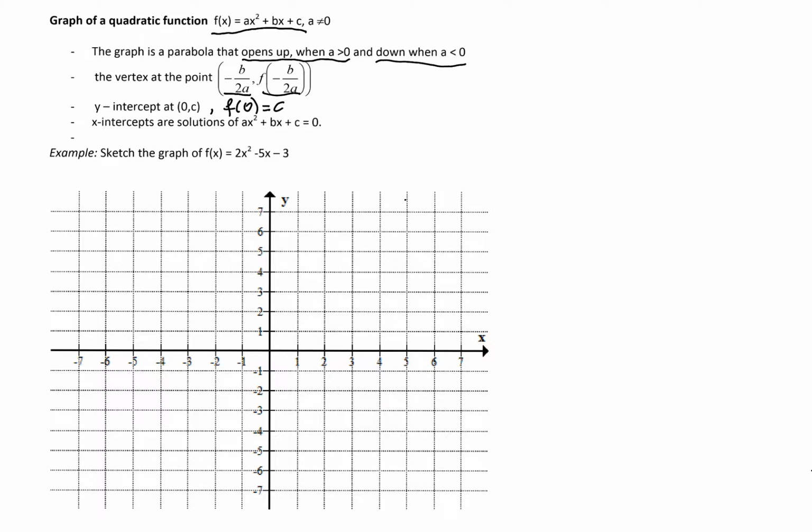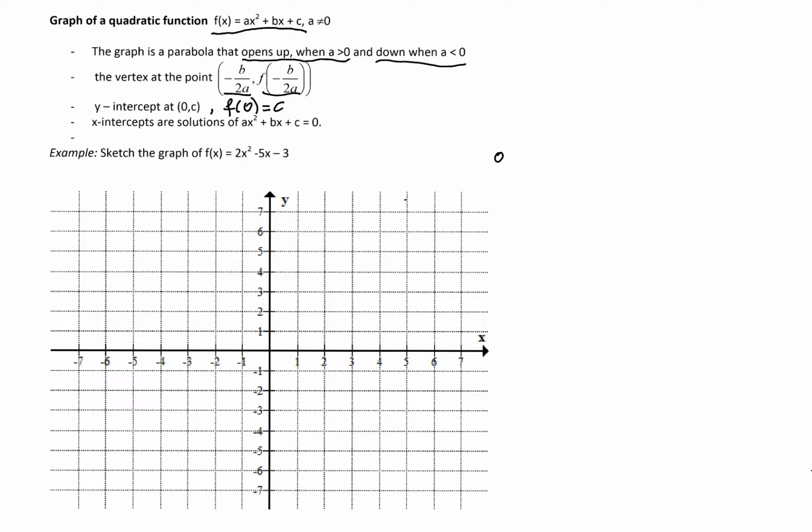The graph of the quadratic function is also symmetric with respect to the line x equals negative b over 2a. This is a vertical line passing through the vertex. Let's look at an example. Function f of x is 2x squared minus 5x minus 3.